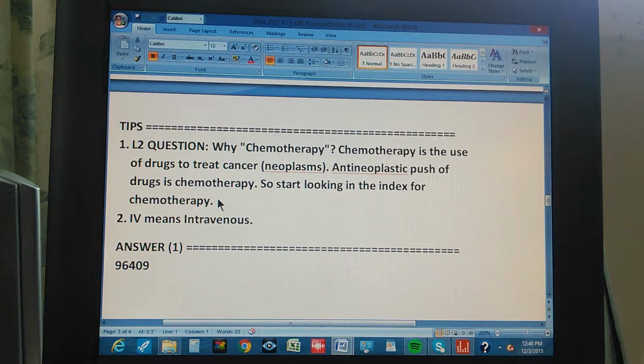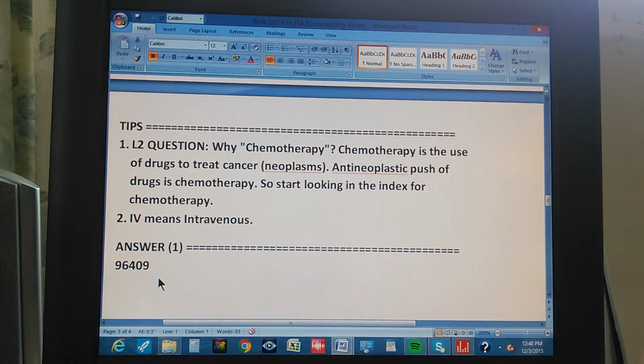Well, you have to know that when they tell you antineoplastic push of drugs, they're talking about chemotherapy, right? That is something that is not found in the problem, but with a little knowledge of basic medicine, you know that that's the way it is, right? And the second tip is the easy one we already told you. IV means intravenous, right? Okay, with these 2 tips, now try to get the path to the answer. You're aiming for 96409.